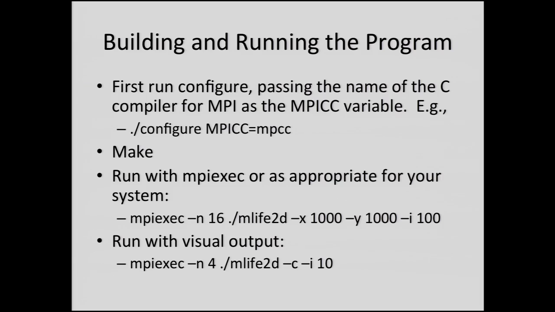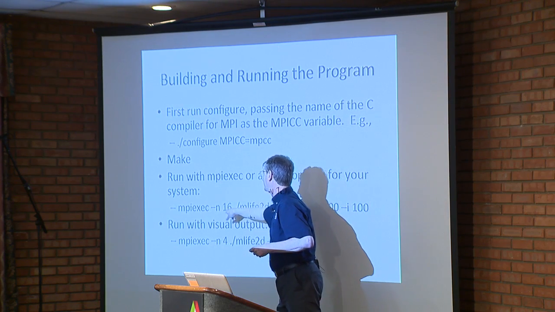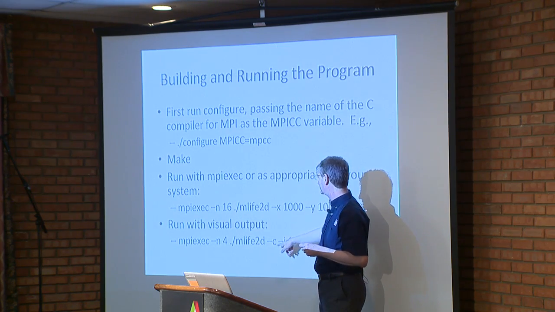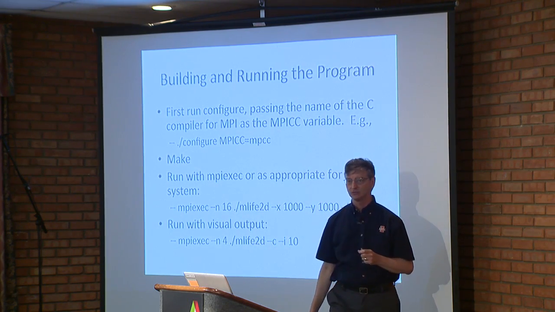This would be a 1,000 by 1,000 mesh. In that case, you will not get any display. In fact, to get a display, you have to do a -c, but this might give you a reasonable size in terms of the timing data that comes out, assuming you've got enough cores. This says do 10 iterations and give me the character output.